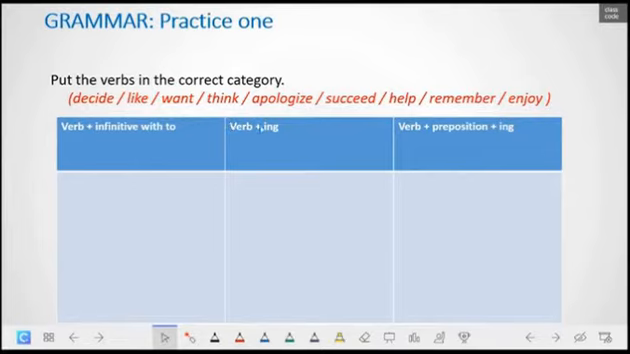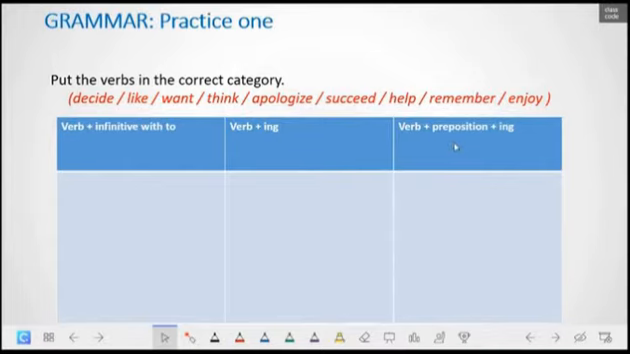So sometimes you have a verb like, for example, I like drawing. So like is always followed by a verb plus ing. However, sometimes we have some verbs that are followed by prepositions. And in English, it's a rule. After prepositions, you always put the verb in the ing form.